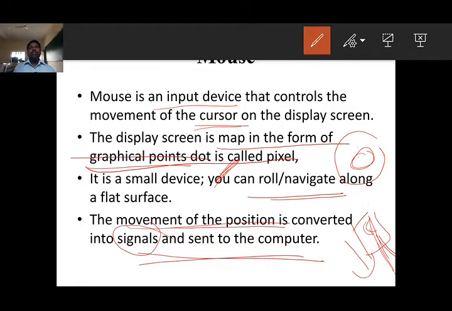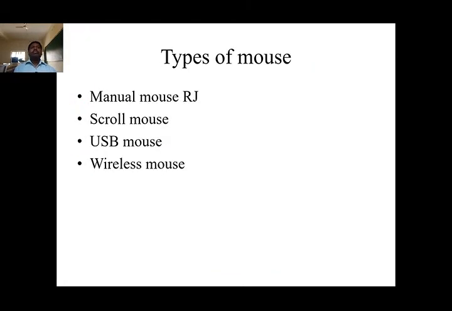So generally, what is mouse? Two simple definitions. Mouse is an input device that controls the movement of a cursor on the display screen. If they ask in the examination to define a mouse, you have to write the first point. What is the first point? Mouse is an input device that controls the movement of a cursor on the display screen. Next, you can write the last point also. The movement of the position is converted into signals and sent to the computer. Understand? Next, types of mouse.